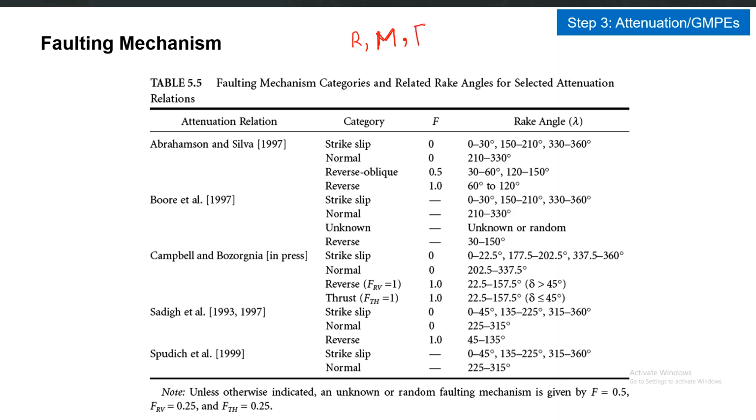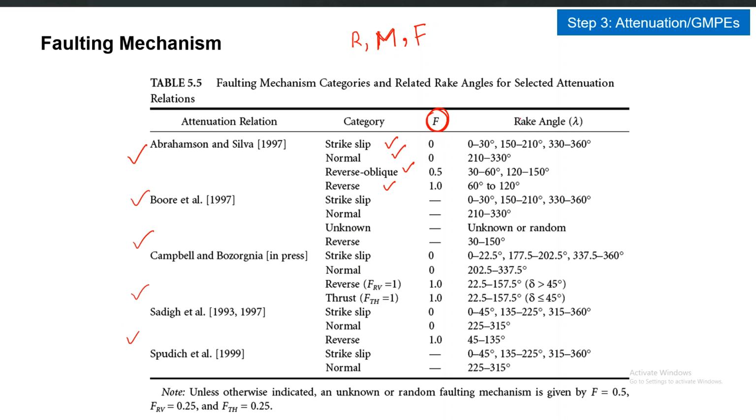For example, one of them is the faulting mechanism, and that is often represented by the F factor in different GMPs. For different types of faults or different faulting mechanisms, you will have a different F factor. So the effect of faulting mechanism is considered in the GMP using this factor, and different attenuation relationships are compared here. You can see that for different equations the F factors are also given.